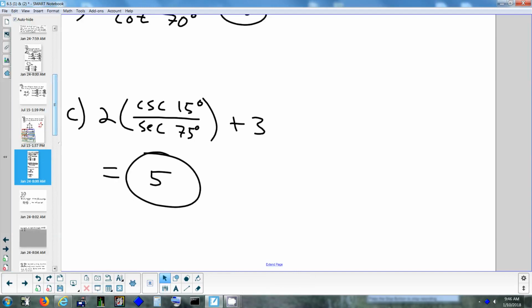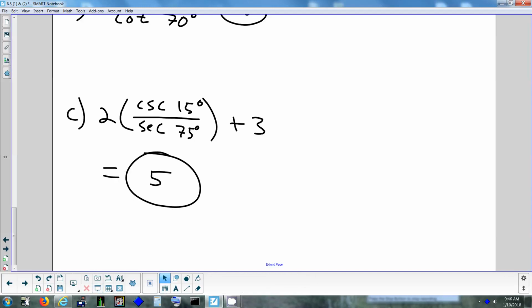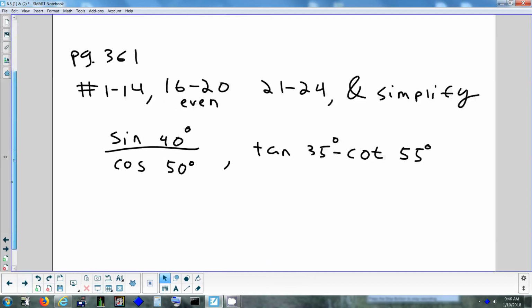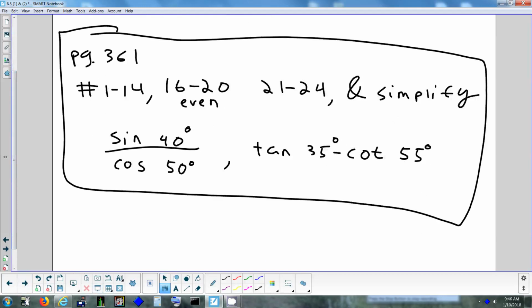Okay, so that's the first part of 6.5. So we'll stop there. Okay, the homework tonight, most of it's in the book, but there's 2 problems that I want you to do that are not in the book. So make sure you copy that. So on 361, it's 1 to 14, 16 to 20, just the evens, 21 to 24, and I want you to simplify these last 2 problems. Sine 40 over cosine 50, tangent 35 minus cotangent 55.